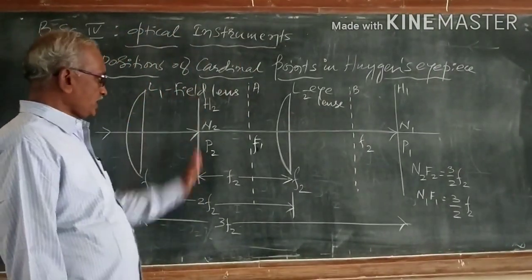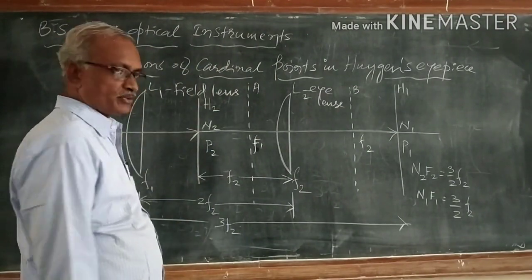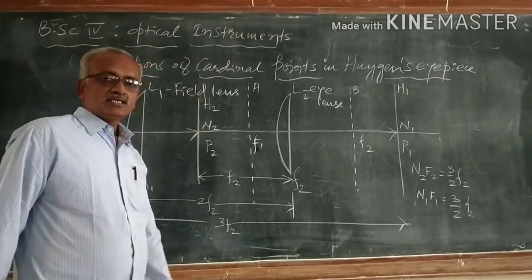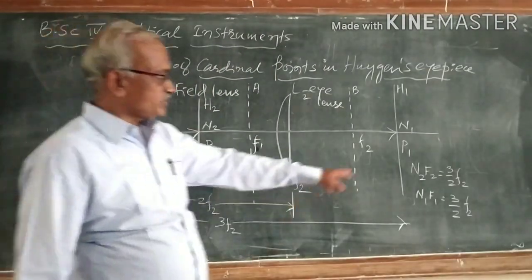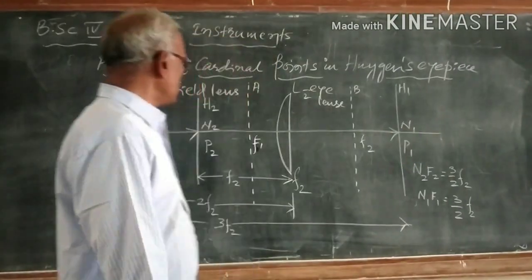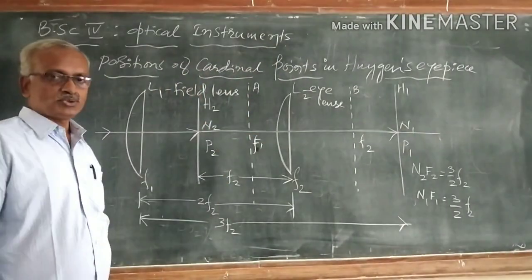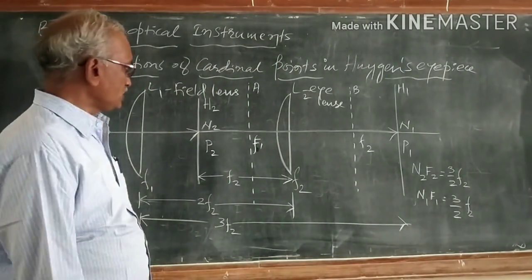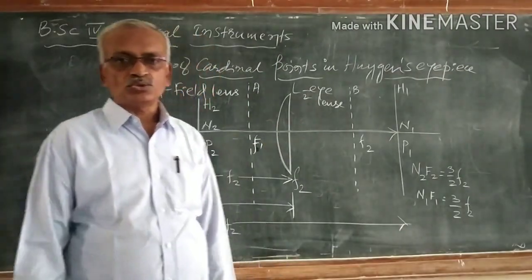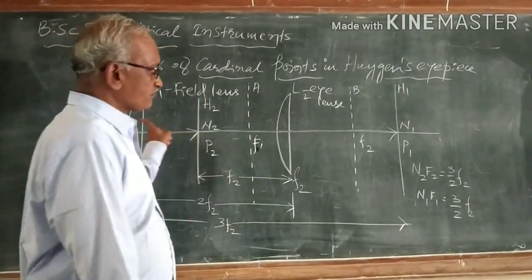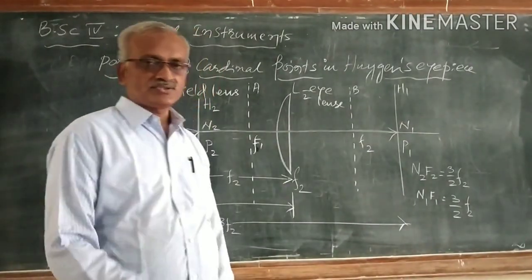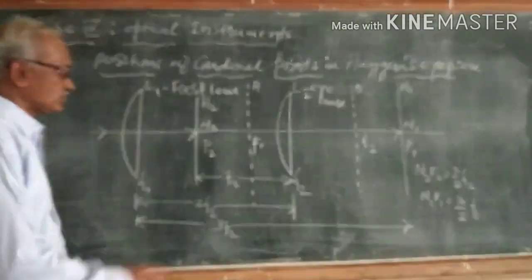And this is the plane passing through S2, P2, N2. Here P2 is the second principal point, P1 is the first principal point. And this is N2 and N1. These are the two nodal points. And here F1 and F2 are the two focal points on the principal axis. The axis is common for all the planes and points.